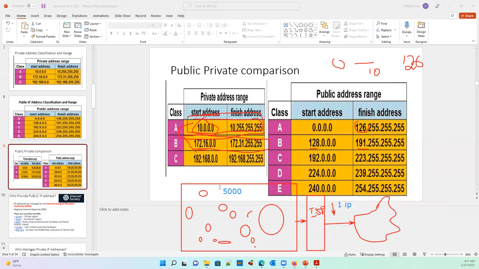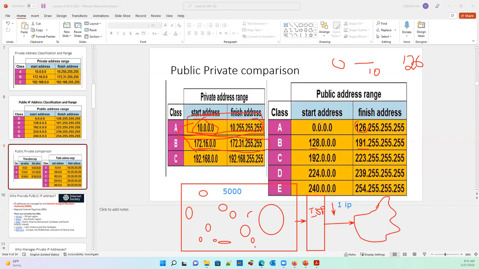And then all 5,000 computers will pass through this router using one IP to communicate with the internet. That's why using private addresses is very efficient to reserve a public IP address. Now, even though the private IP address version 4, if you look here, has 4 octets, it's very limited.